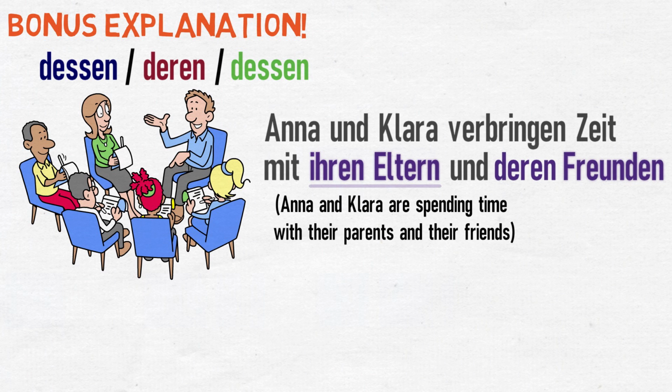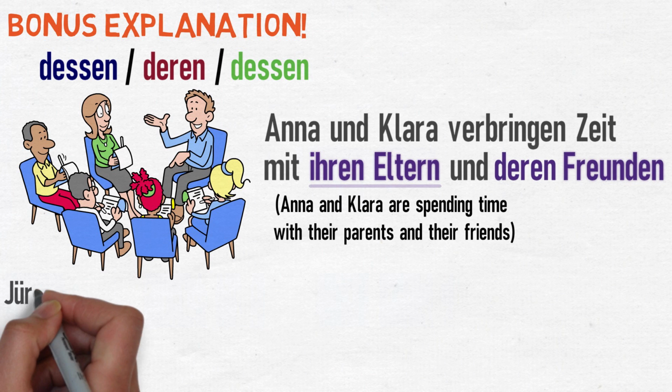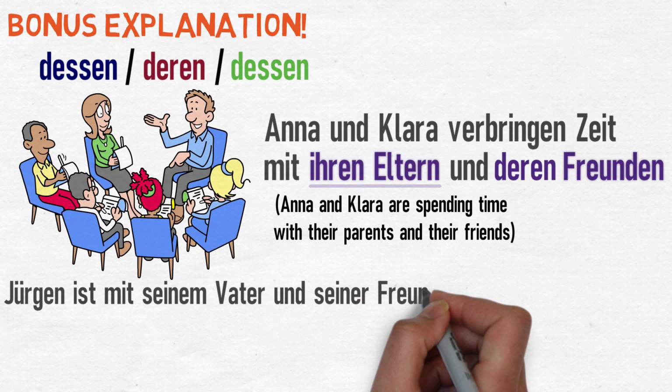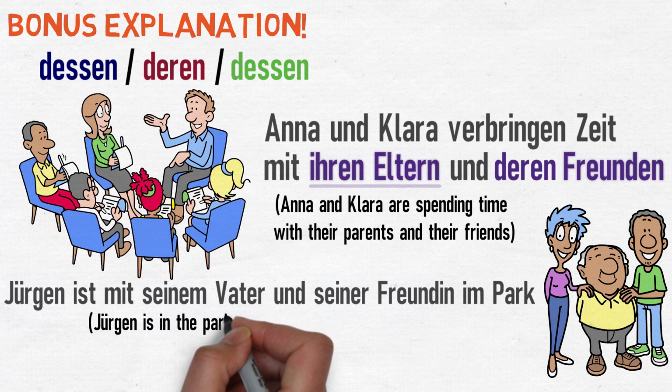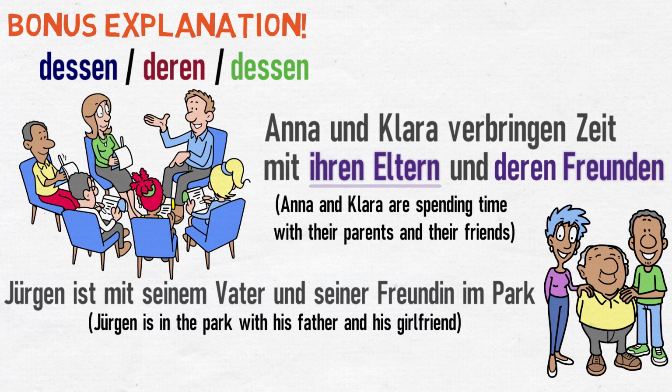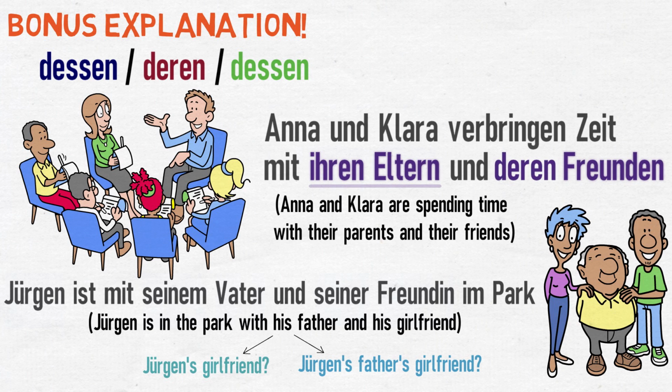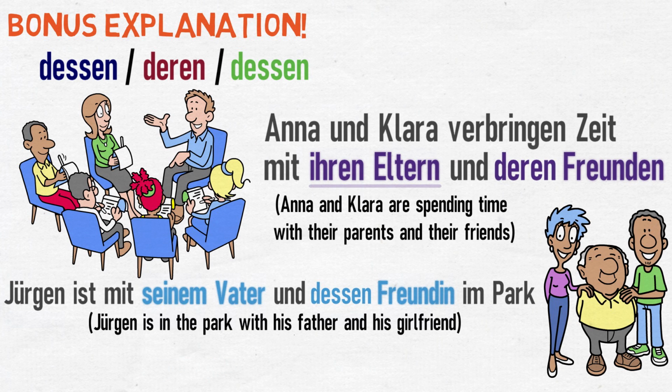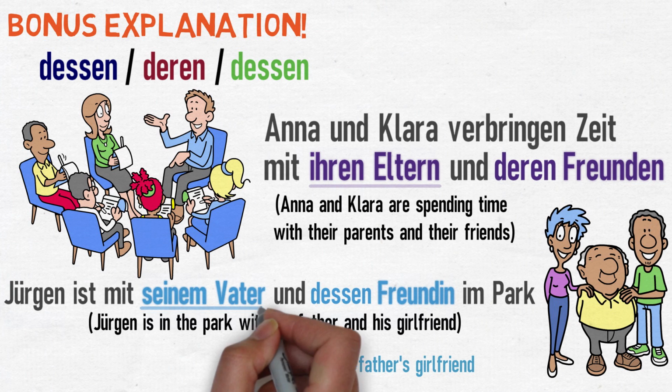Here's a similar example using dessen. Jürgen ist mit seinem Vater und seiner Freundin im Park. Jürgen is in the park with his father and his girlfriend. Again, it's unclear whether it's Jürgen's girlfriend or whether it's Jürgen's father's girlfriend. And if we stick with this version, it implies that Jürgen is with his father and with his own, i.e. Jürgen's girlfriend. If we say Jürgen ist mit seinem Vater und dessen Freundin im Park, this new version clarifies that Jürgen is in the park with his father and his father's girlfriend. Dessen refers back to the last noun used before it, which was Vater.